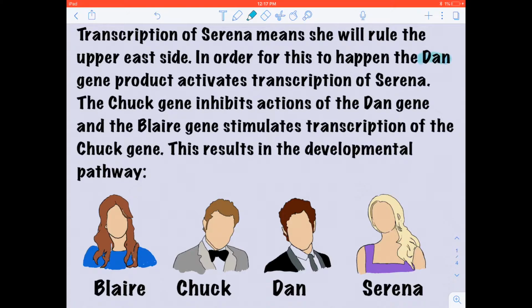Transcription of Serena means she will rule the Upper East Side. In order for that to happen, the Dan gene product activates transcription of Serena. The Chuck gene inhibits actions of the Dan gene, and the Blair gene stimulates transcription of the Chuck gene. This results in the developmental pathway where Blair activates Chuck, Chuck represses Dan, and Dan activates Serena.